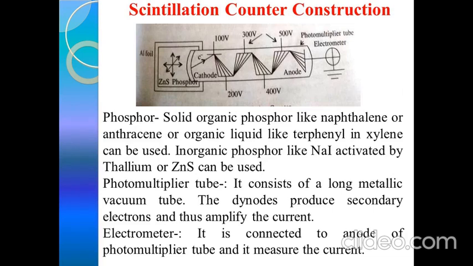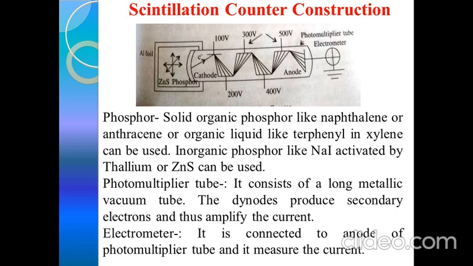Construction of scintillation counter. It was devised by H. Kalman in 1947. This figure shows the construction of scintillation counter. It mainly consists of three parts: phosphor, photomultiplier tube and electrometer.